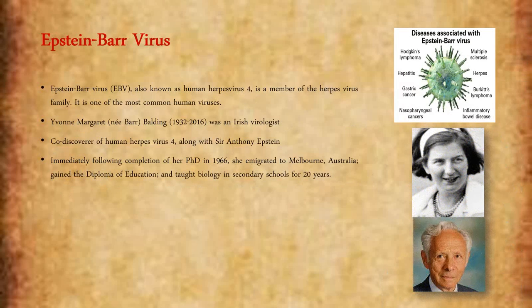Epstein-Barr is named after a woman. Epstein-Barr virus, also known as human herpesvirus 4, is a member of the herpes virus family. It is one of the most common human viruses. Yvonne Margaret Barr was an Irish virologist, co-discoverer of human herpesvirus 4 with Sir Anthony Epstein. Immediately following completion of her PhD, she immigrated to Melbourne. That's why all her investigations were in Australia.